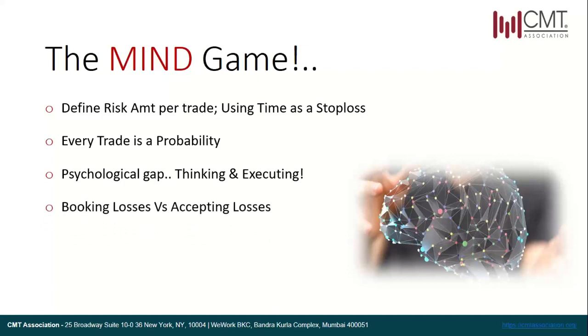Then the fourth point is booking losses versus accepting losses. What do I mean here? Let's say I take a trade, and if my stop loss is triggered, then I take the loss and come out of the trade. But does it mean that I have accepted the loss? Not necessarily, because taking a loss is different from accepting a loss. Booking a loss means you might have booked the loss, but you're not able to reconcile with it. Accepting, on the other side, would mean that you do not have any psychological baggage regarding that loss.